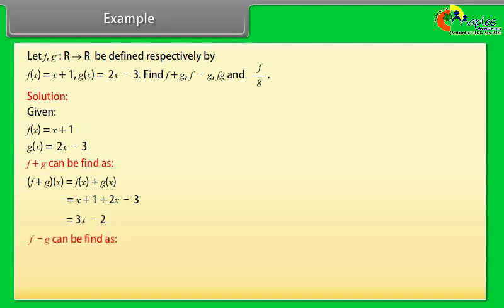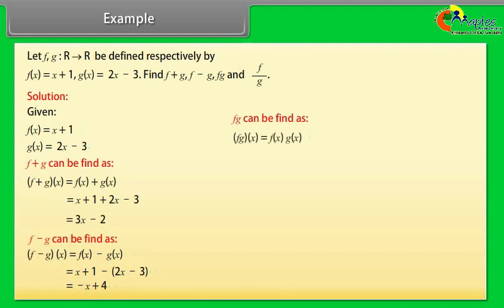f - g can be found as (f - g)(x) = f(x) - g(x) = x + 1 - (2x - 3) = -x + 4. fg can be found as (fg)(x) = f(x) into g(x) = (x + 1)(2x - 3) = 2x² - x - 3.